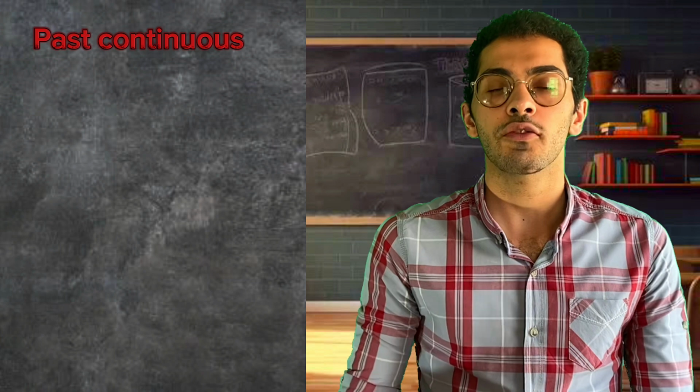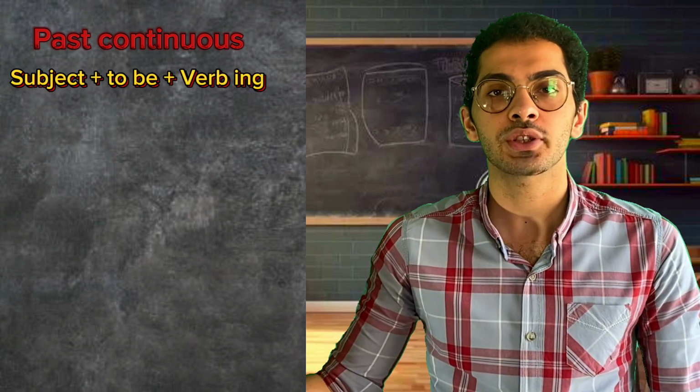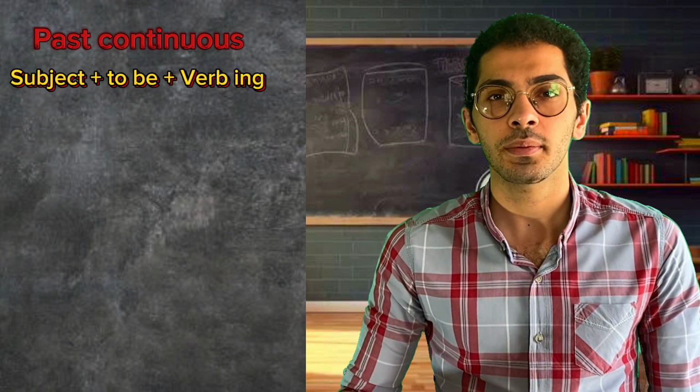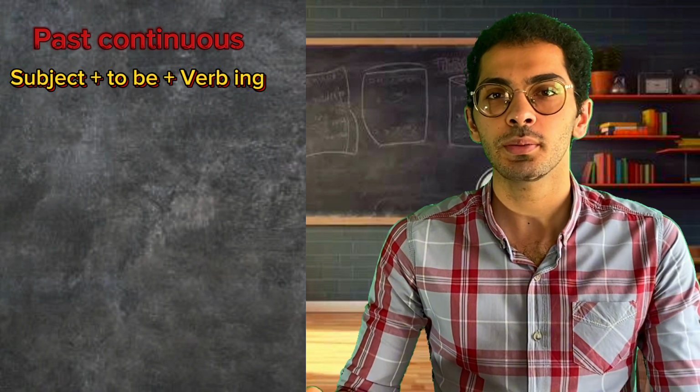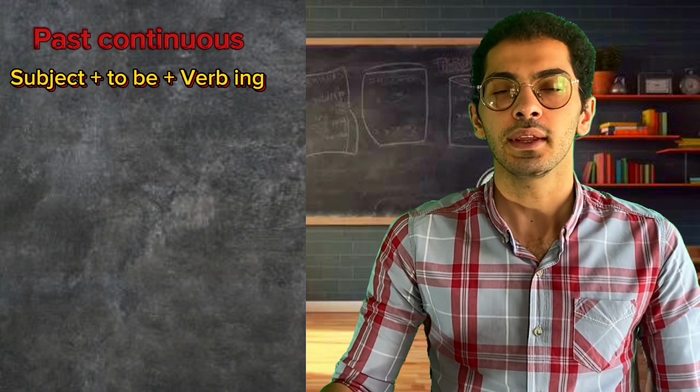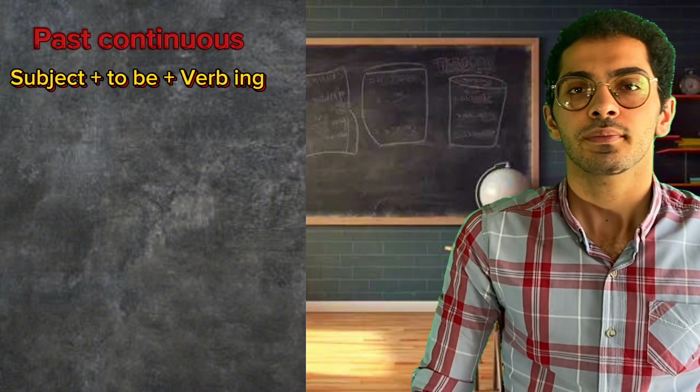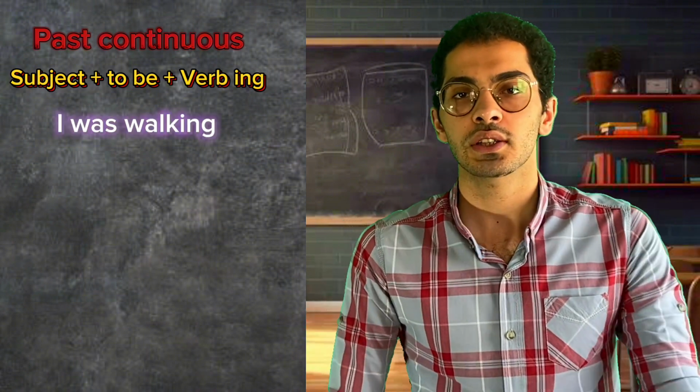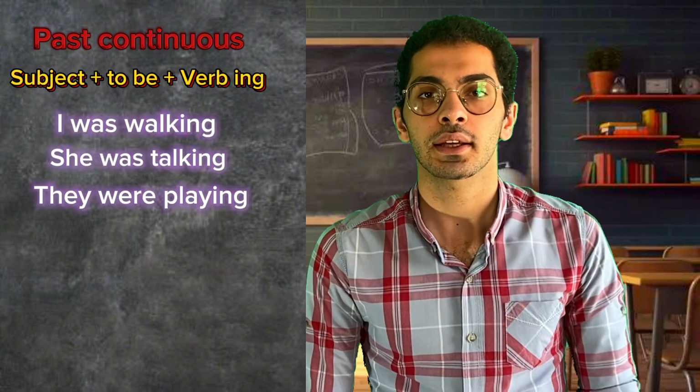The structure of past continuous is subject plus to be verb. It is past, so which to be verbs? Was, were. Plus verb ing. For example, I was walking, she was talking, they were playing, something like this.